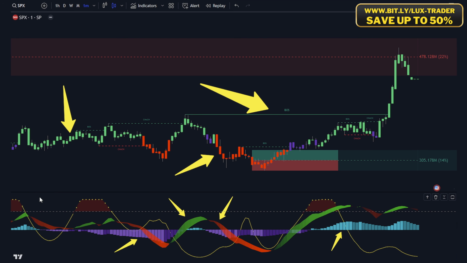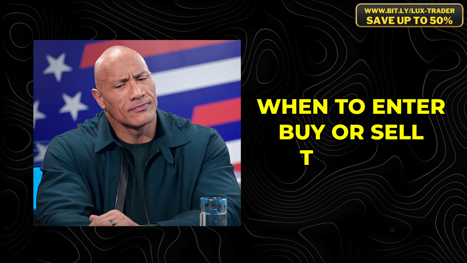And finally, we check the squeeze index. We avoid trades when red dots appear, consider entries when the red decreases, and prefer to enter trades when there is no red cloud, only the yellow line oscillating. So, when exactly should we enter buy or sell trades?